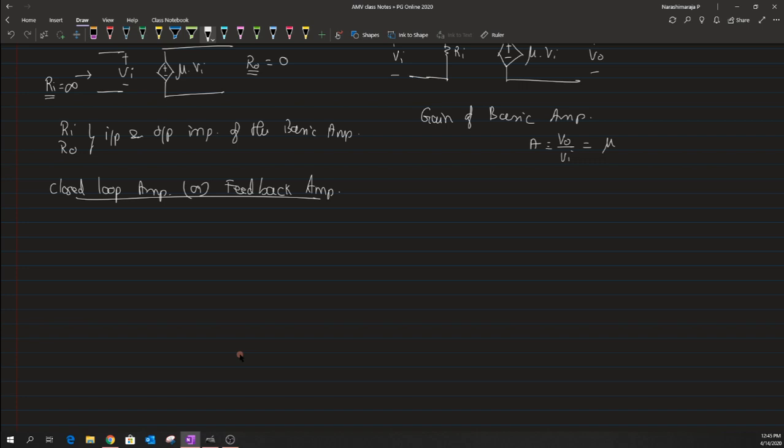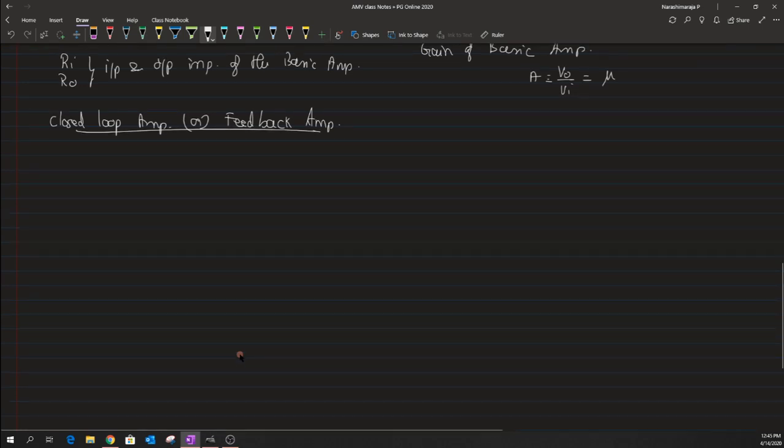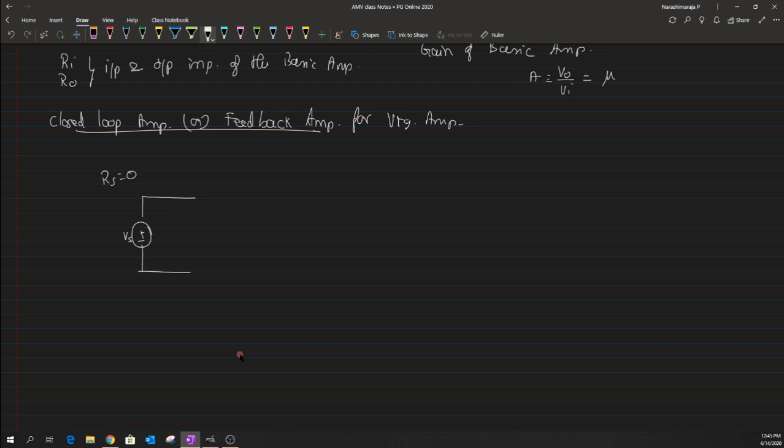And now let's draw the model of the closed loop amplifier for a voltage amplifier, where the input source, as I mentioned, is supposed to be a voltage source, and it's ideal, which means that there won't be any series resistance or source resistance Rs. So the source resistance Rs would be completely equal to 0 whenever I say that the source signal is ideal. Okay, so in that case we haven't added the source resistance Rs, and this has to be connected to the basic amplifier.